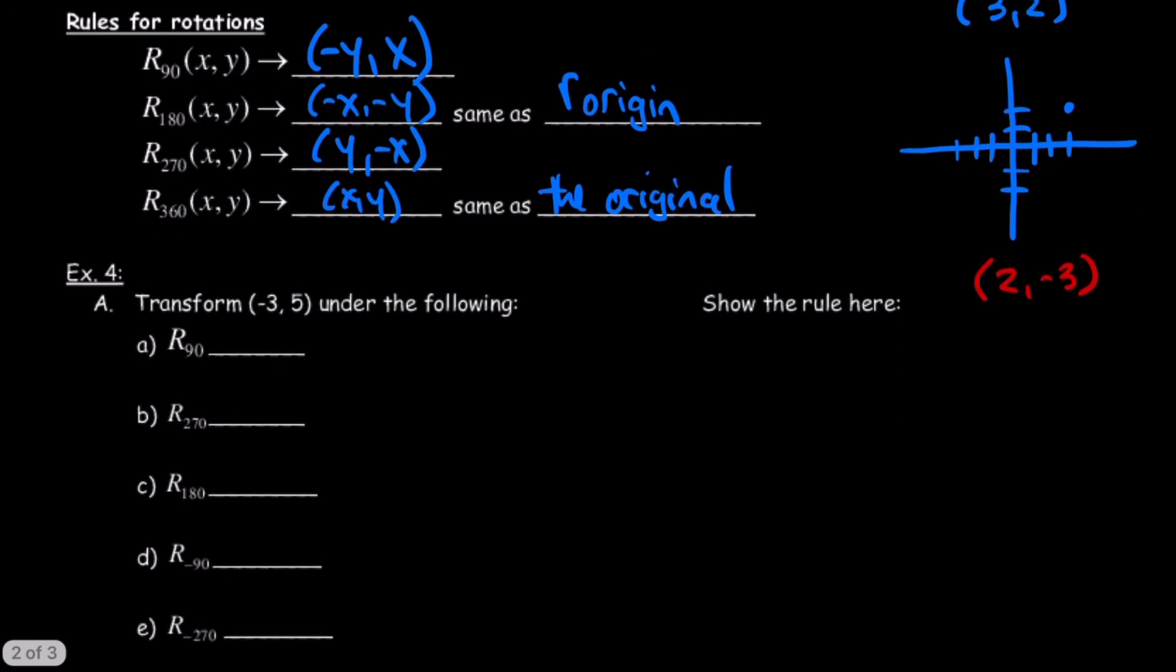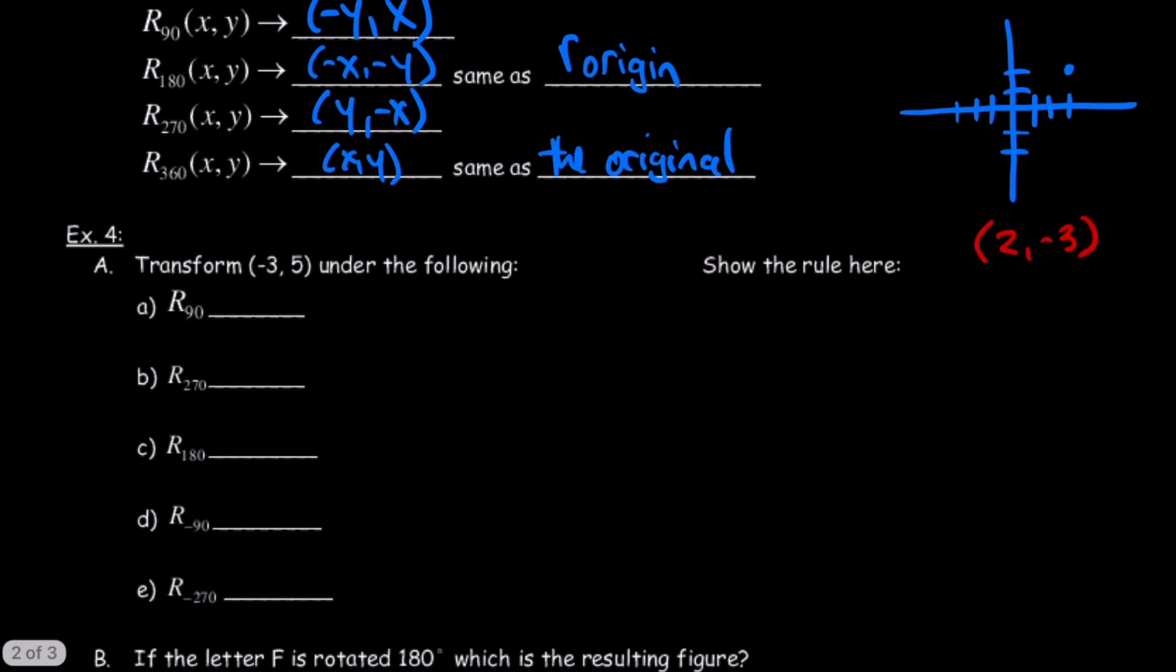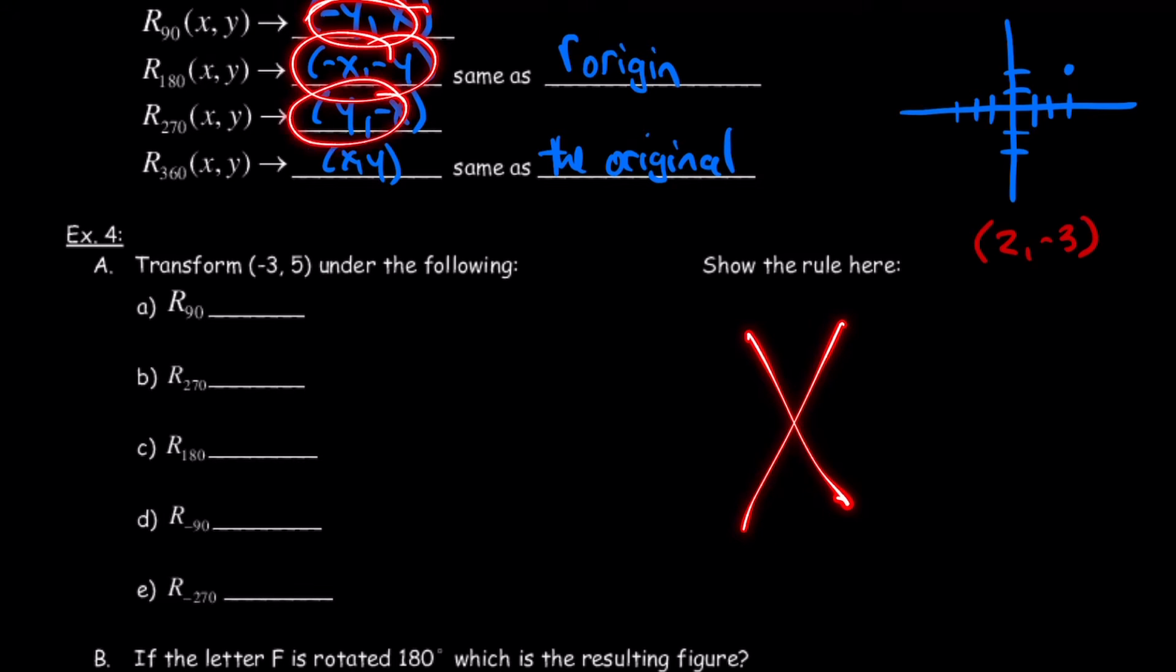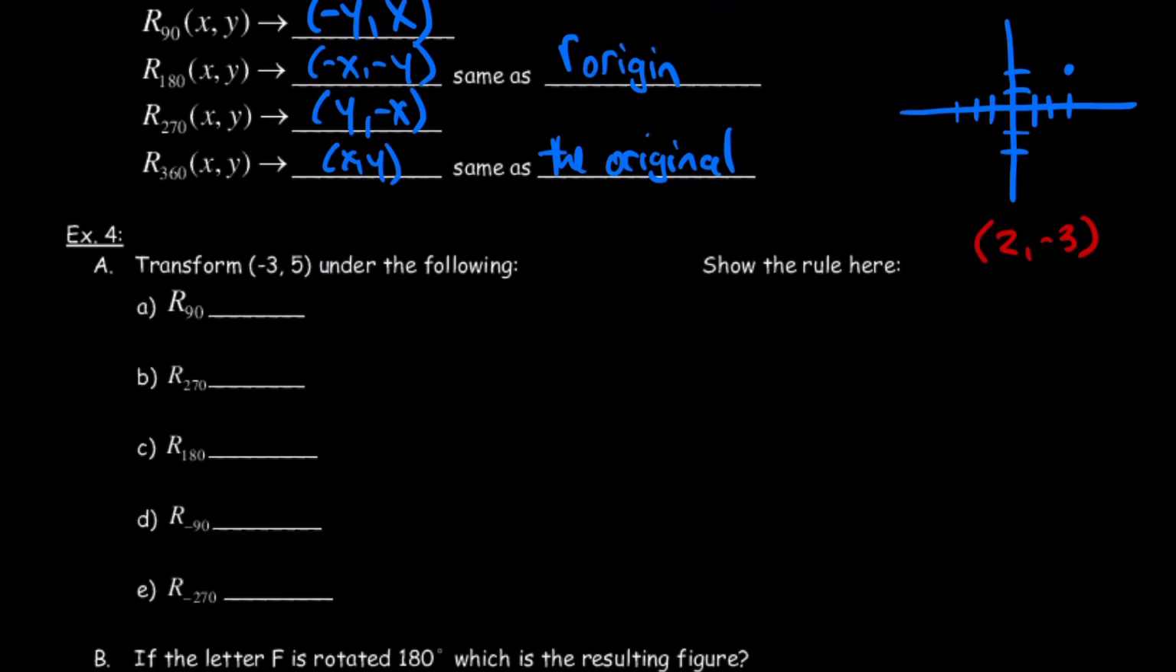All right, let's practice this example. I want to transform this coordinate, (-3, 5), under the following rotations. You don't really need to show the rule; I will just circle which one we're using from up above. For A, (-3, 5) after a rotation of 90 degrees. The rule here says (-y, x). So I need to change the order, and after I change the order, negate the first one. So 5 will go first, and I have to negate it. That becomes -5, and then the -3 goes over there. So the proper answer for this is (-5, -3).